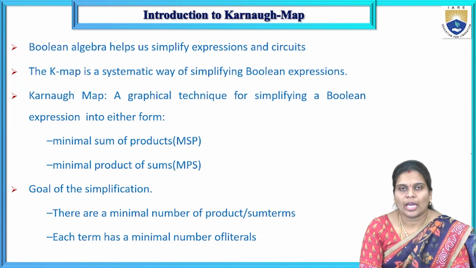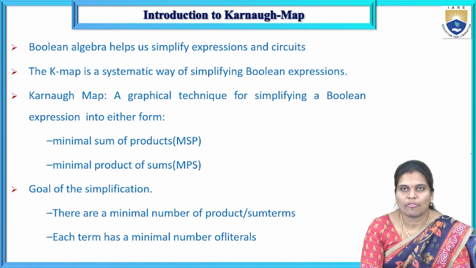Generally, we take any Boolean expression and want to simplify it and reduce the Boolean variables. Generally we use properties and theorems. In the Karnaugh map, we want to reduce the Boolean expressions using a graphical technique. So K-map means a graphical technique for simplifying Boolean expressions. K-maps are of two types: minimum sum of products and minimum product of sums.